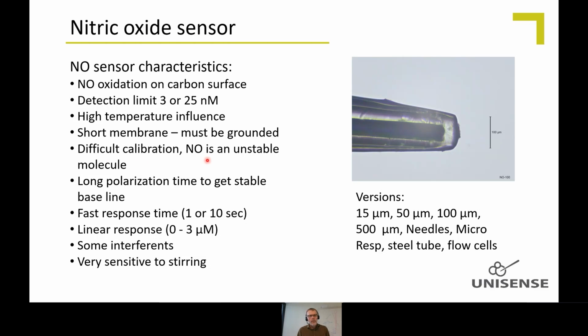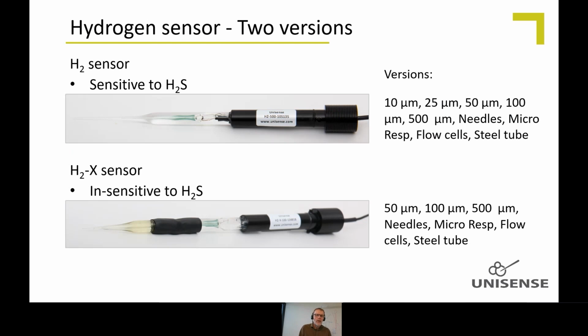Calibration is a little bit difficult, not because of the sensor, but because NO is an unstable molecule. It requires some polarization time to get stable, very fast responding, down to 1 second, and works only in the lower range, unless, of course, we modify it, we can do that. And it's very sensitive to stirring because of this very high sensitivity. It also comes in the same versions, more or less, like all the other sensors.